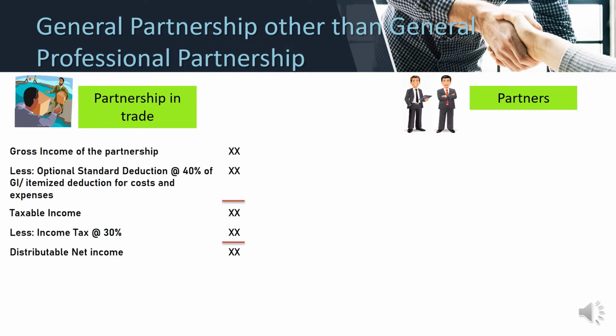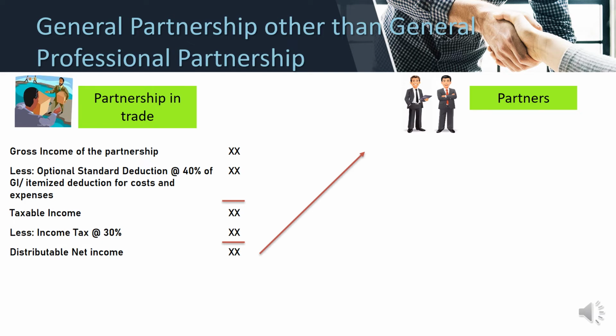Okay, now our formula for the partnership in trade will be gross income of the partnership less the optional standard deduction at 40% or the itemized deduction for costs and expenses. So, pwedeng optional standard deduction or itemized deduction, and will make you arrive at the taxable income. Now, since partnership in trade are taxable as corporation, we will deduct income tax at 30% to get the distributable net income. So, unlike dun sa GPP na wala kang dinededuct na income tax, in partnership in trade, magdededuct na tayo ng tax bago ito i-distribute sa mga partners.